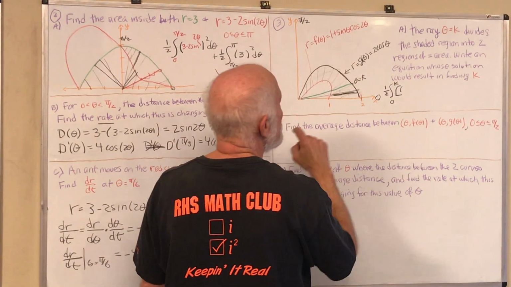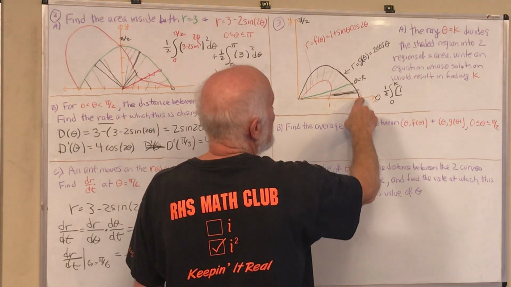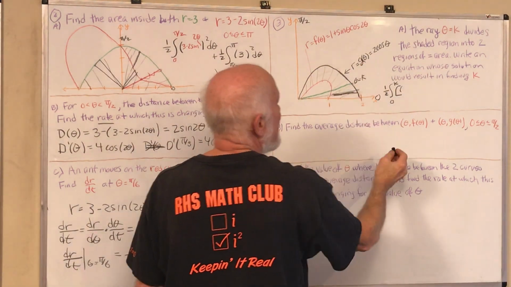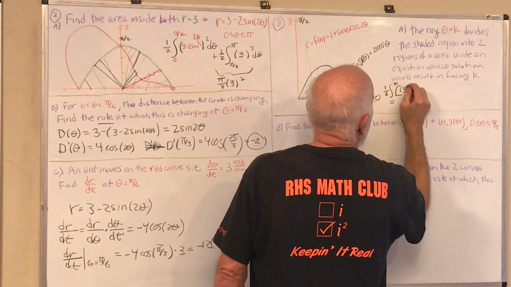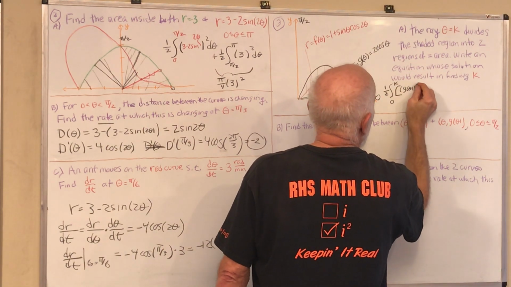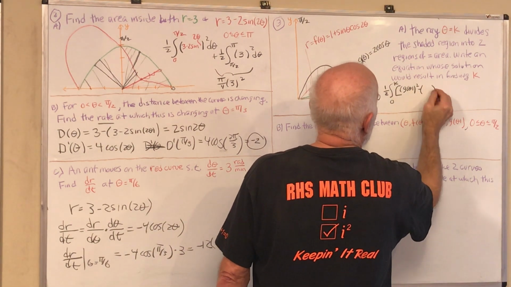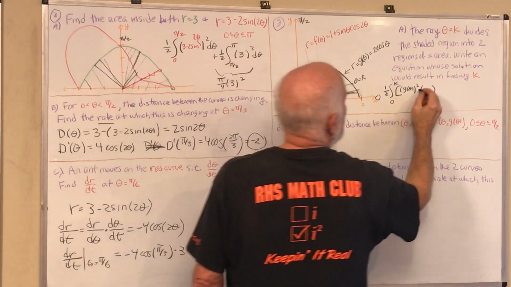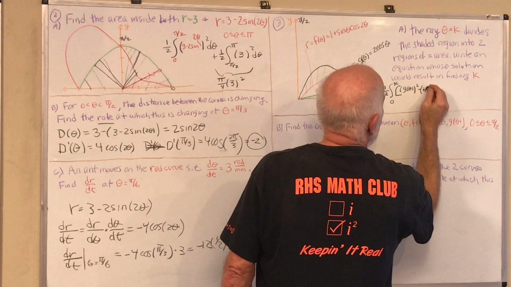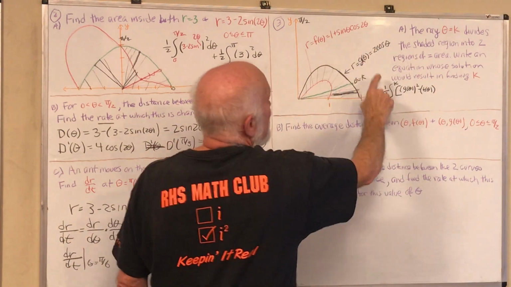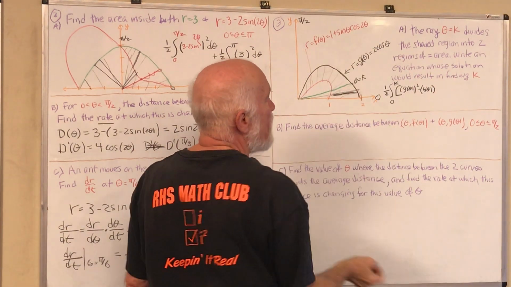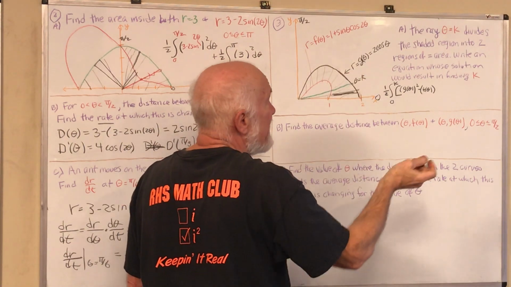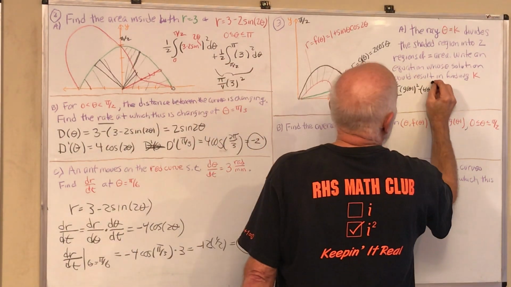So the big radius is this black one. So that's g of theta. So we'd have g of theta squared minus the little radius is f of theta. You could put in 2 cosine of theta in this if you wanted to, but as long as it's defined on there, I think that's good enough.